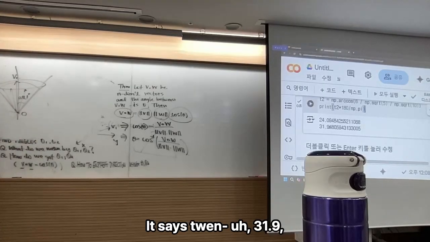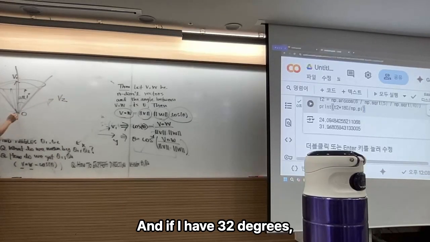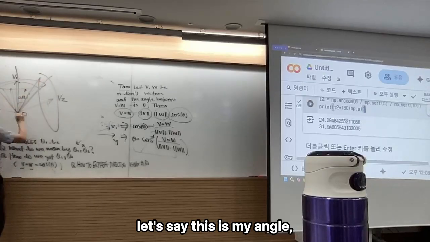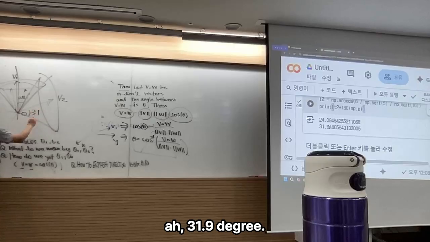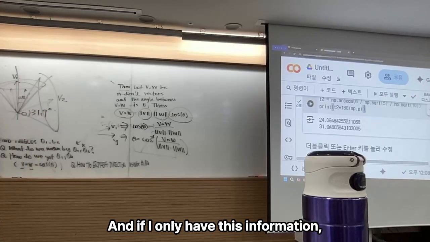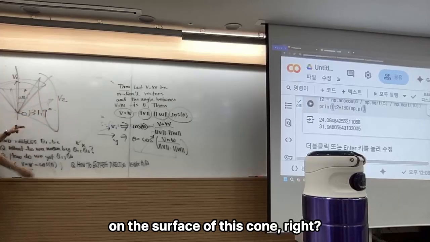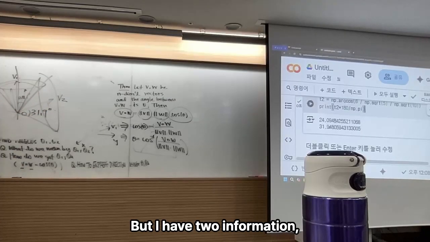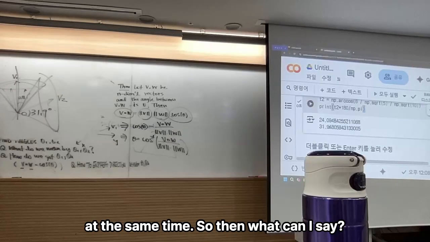We have another angle. It says 31.9, and let's say this is my V2. If I have 31.9 degrees, let's say this is my cone, whose angle is 31.9 degrees. If I only have this information, my W could be pointing in a direction on the surface of this cone, right? But I have two pieces of information, and W has to satisfy these two at the same time.